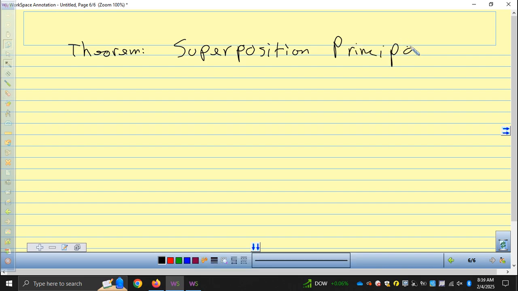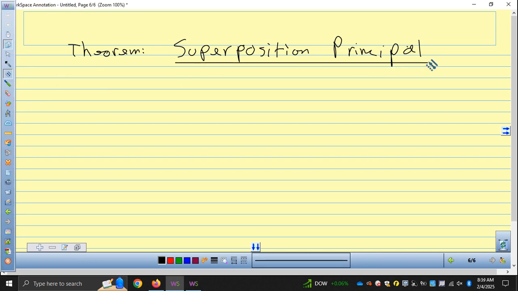The superposition principle in general for differential equations tells us if we have a bunch of solutions to a differential equation, if we add them together, that is also a solution to the differential equation. That's the superposition principle in a nutshell.